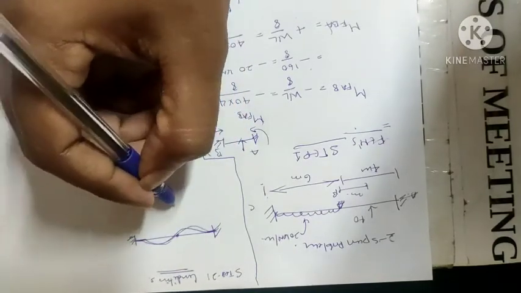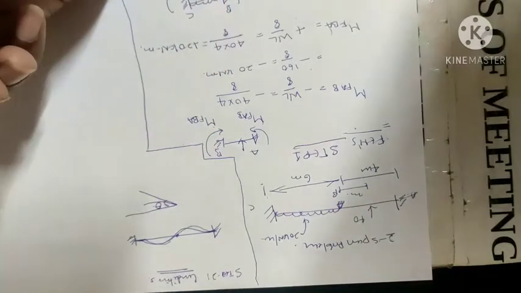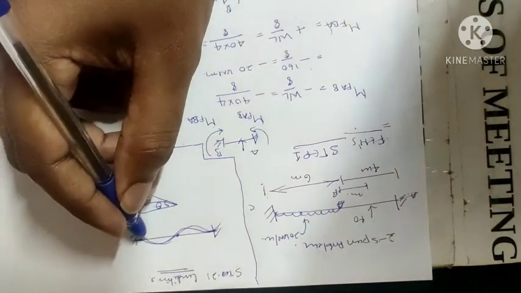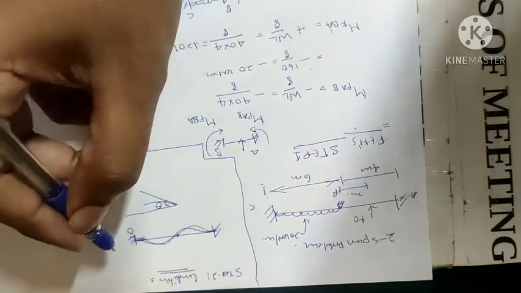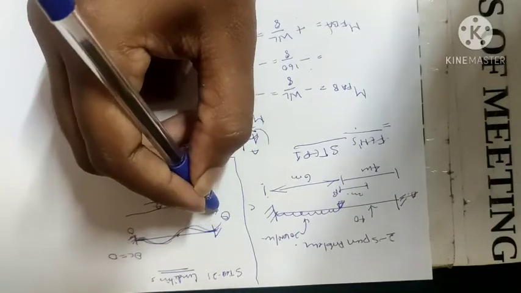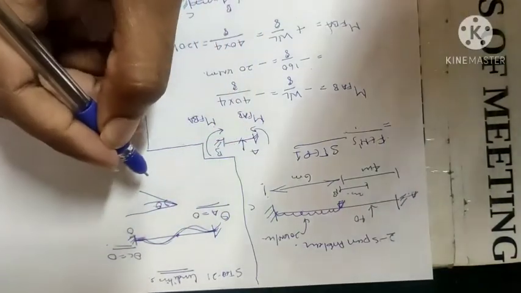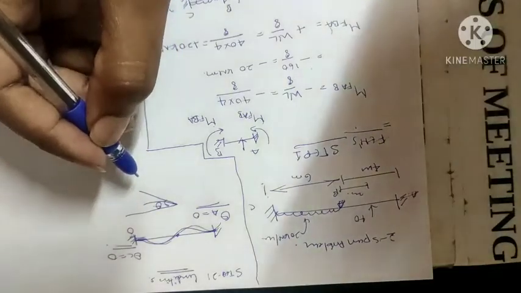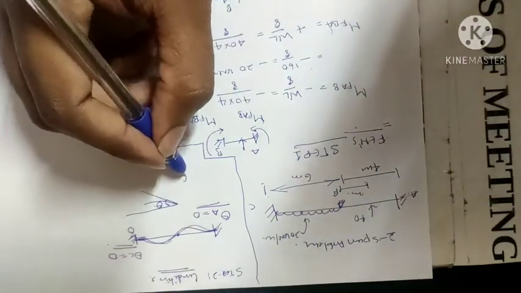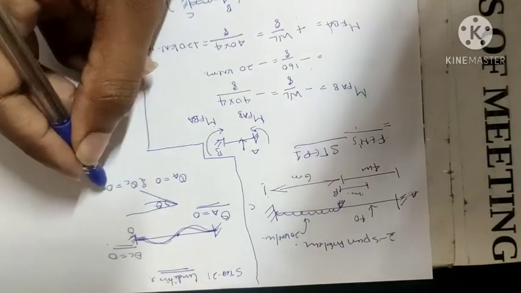Slope is what? This is the slope, this is theta. At the fixed end there is no development of slope. So theta C is equal to 0 and theta A is equal to 0. The development of slope at the fixed end is 0. So the conditions are theta A equal to 0 and theta C equal to 0.